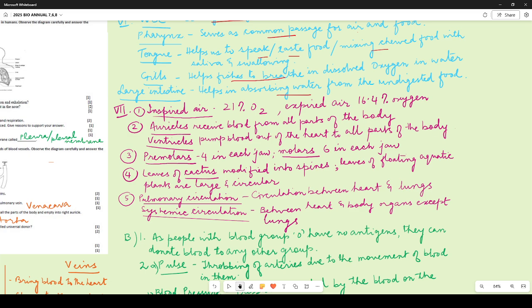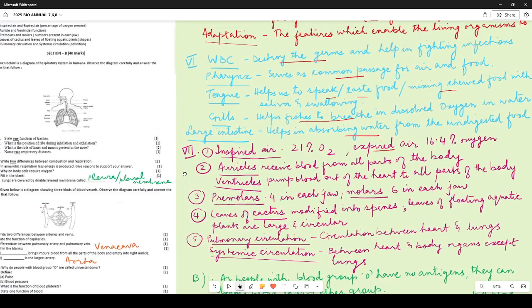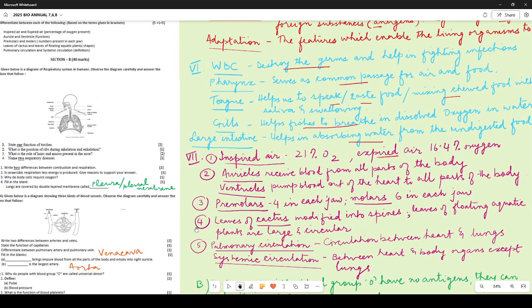Inspired air and expired air. So inspired air has, now the points were also given. If you check out the question, you can see that the reference is also given. On these points we are supposed to differentiate, right? Percentage of oxygen present. So inspired air has 21% oxygen, expired air has 16.4% oxygen. So any other difference you write, that is not going to count, because it's specifically mentioned based on the terms given in brackets, right?